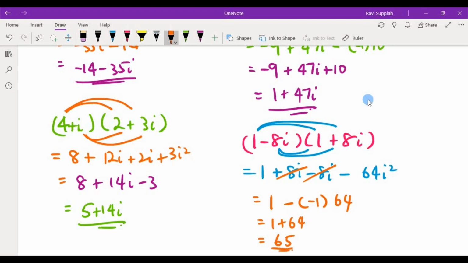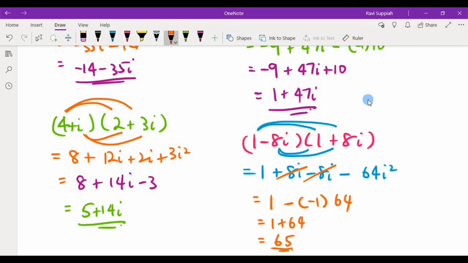So here you can see that when I have two complex numbers multiplied by each other, where one is the conjugate of the other, okay, this is what we call a complex conjugate, where the complex numbers are the same except that the imaginary parts have opposite signs. Alright, so one is 1 minus 8i, the other is 1 plus 8i. So they are exactly the same except that the signs are different.